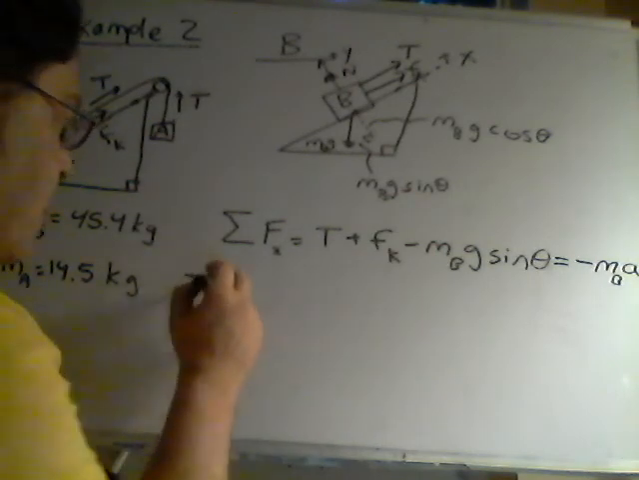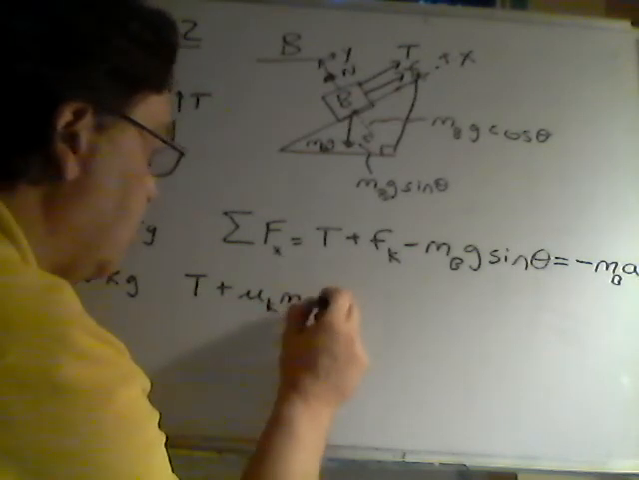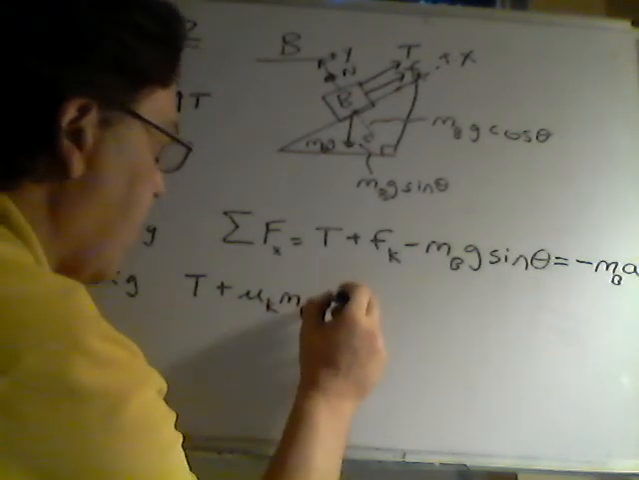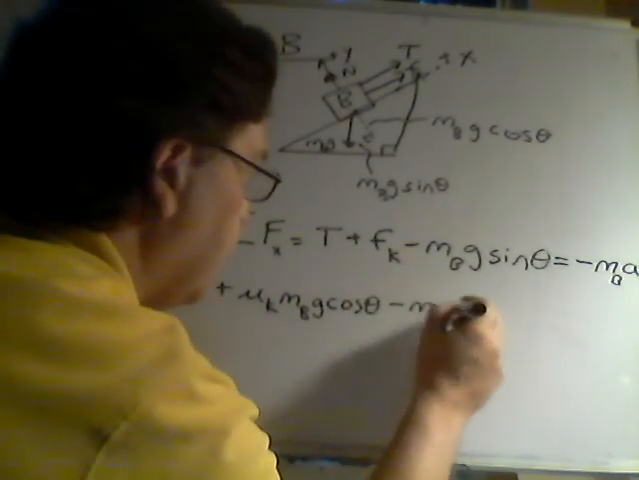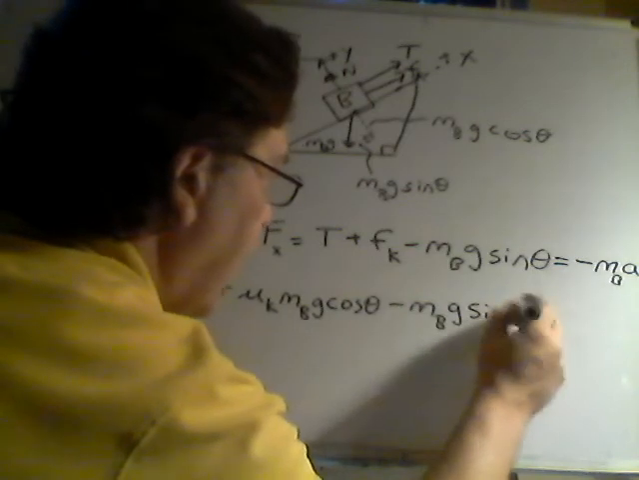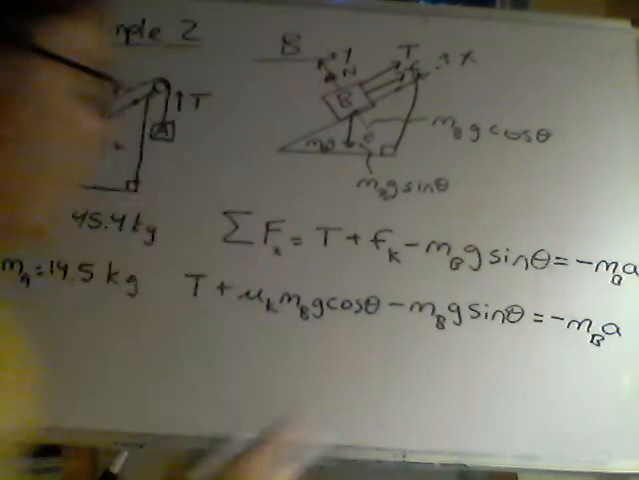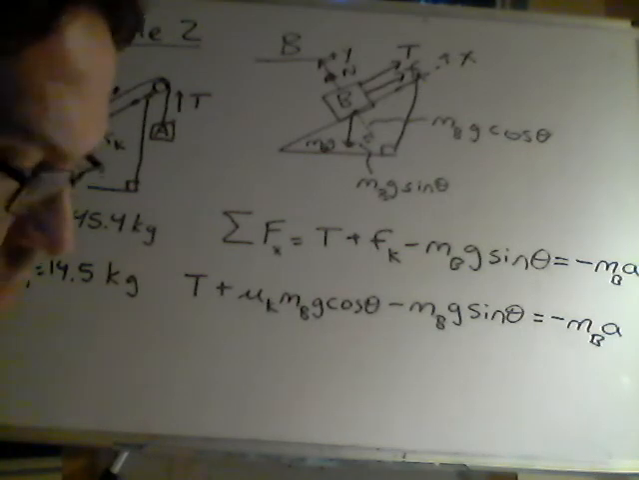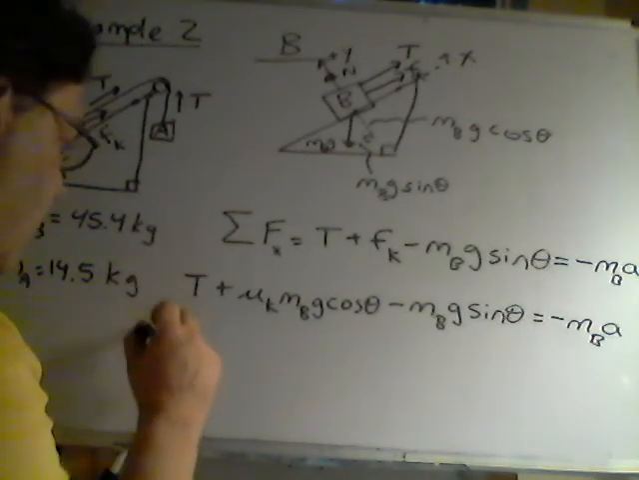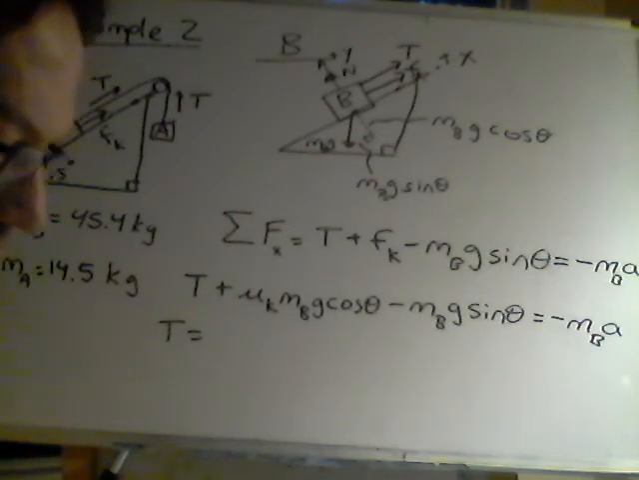as T plus mu sub k m sub b g cosine of theta minus m sub b g sine of theta equals negative m sub b a. And as usual, what am I going to want to do? Well, I'm going to want to solve for the tension force yet again. So the tension. And why do I want to do that? Because I'm going to eliminate it. Again, it's two equations, two unknowns.